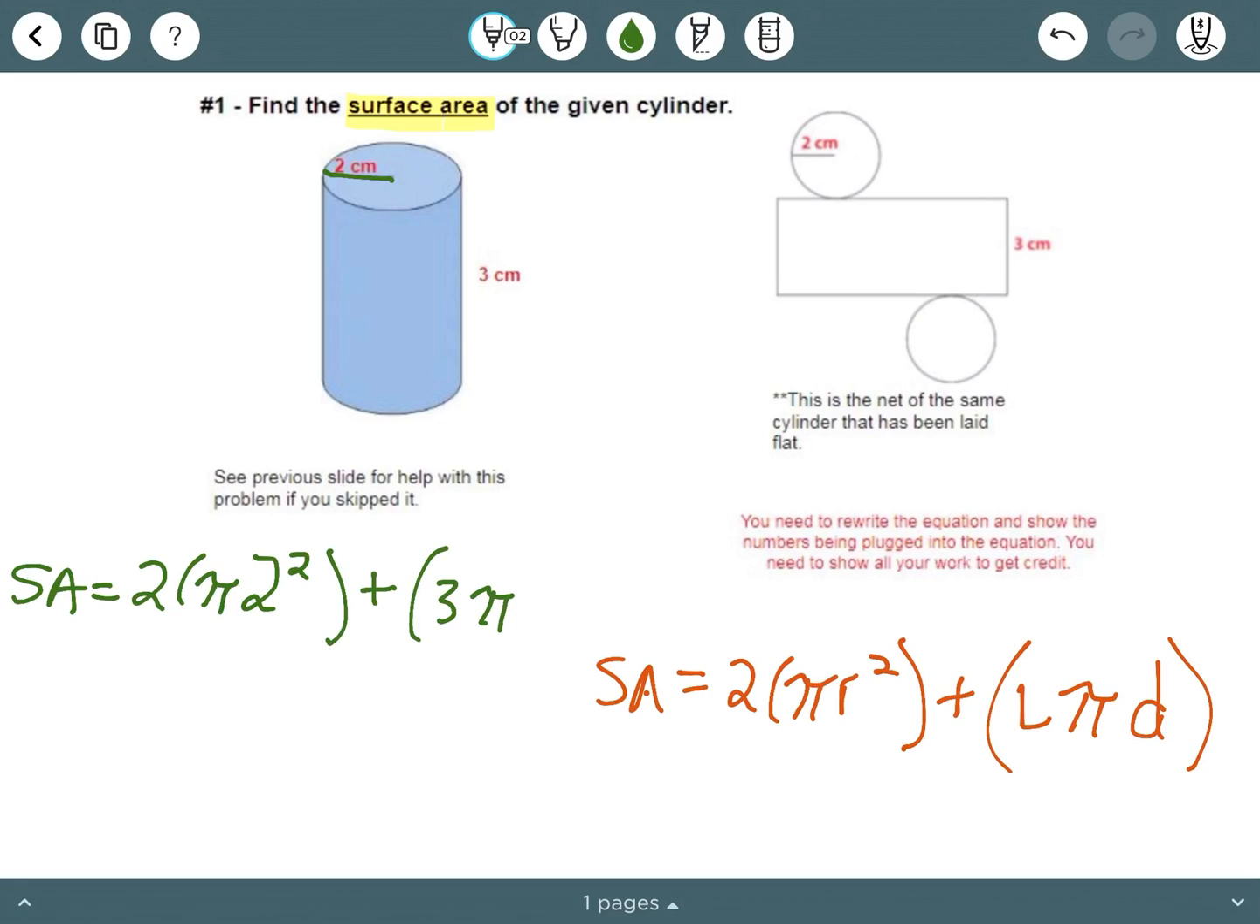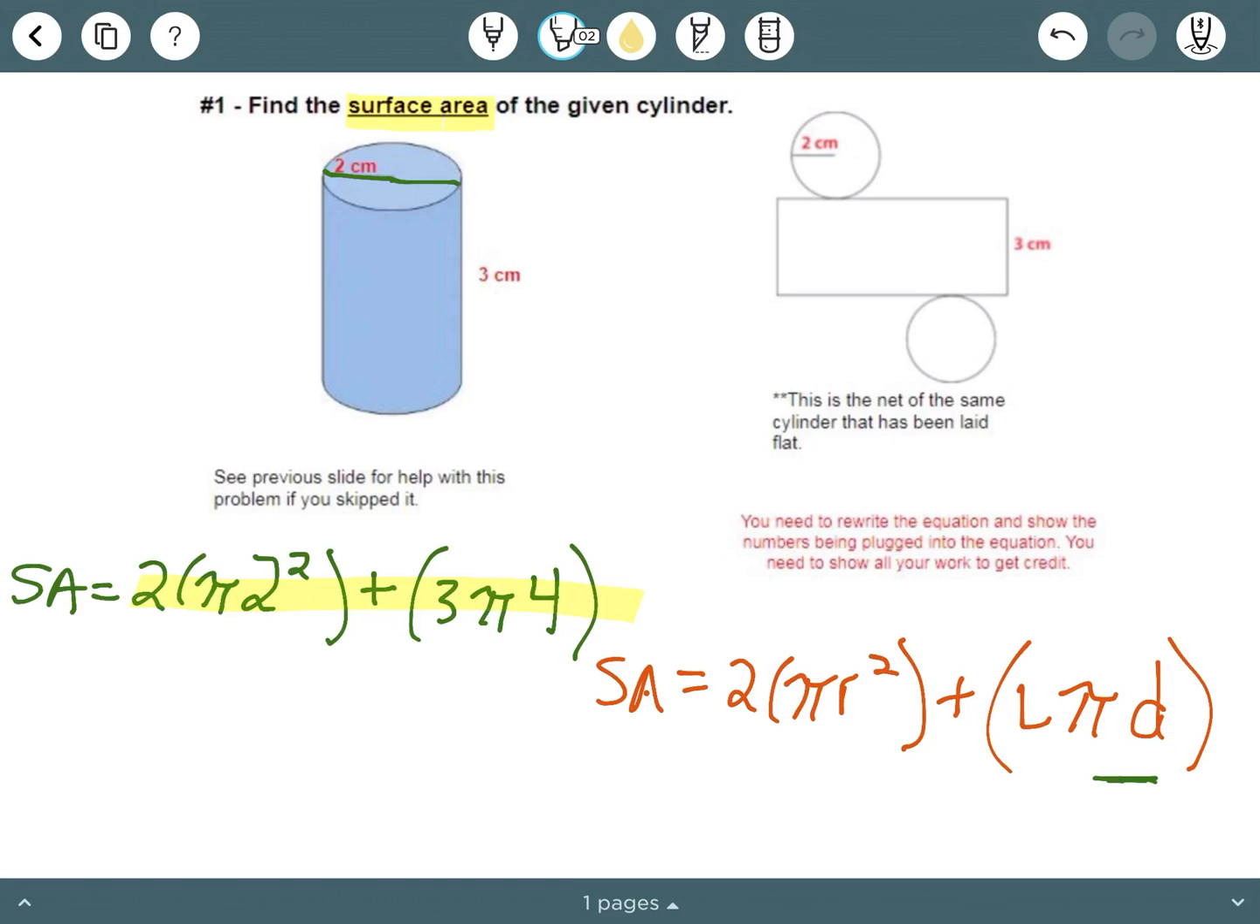So this is where we need to be a little bit careful. The diameter is not explicitly given. They give us the radius, which is 2. The diameter is going to go all the way across, so the diameter is 2 times the radius. So it's going to be 4. Once we have this, we can plug this whole thing into our calculator.